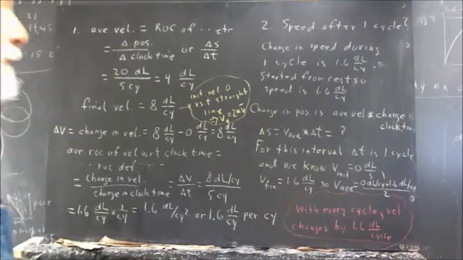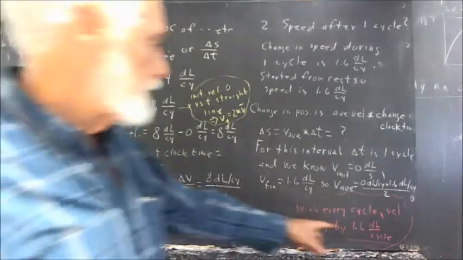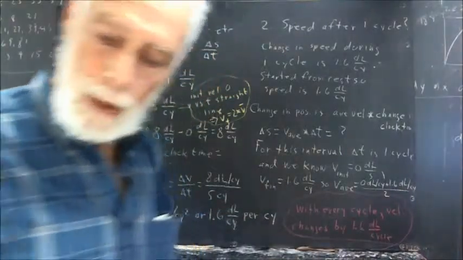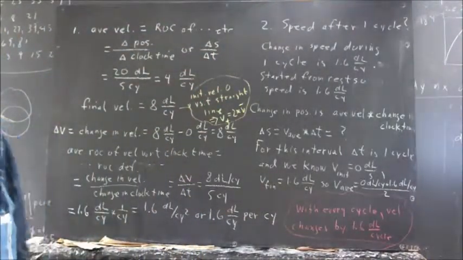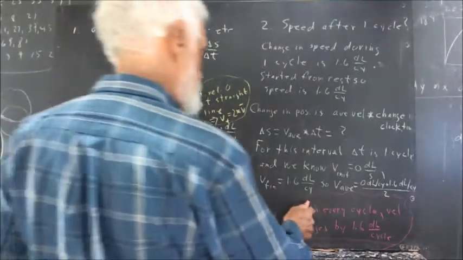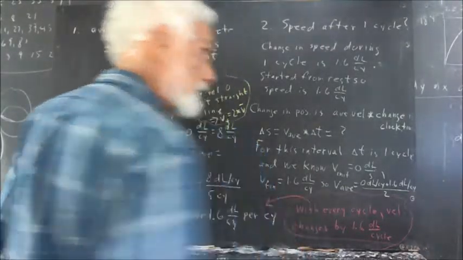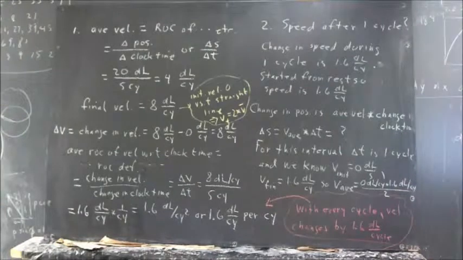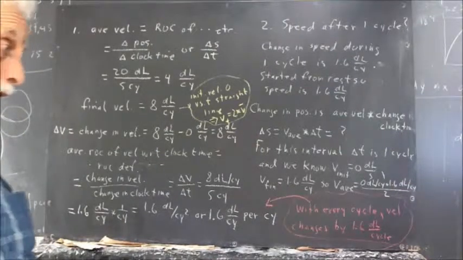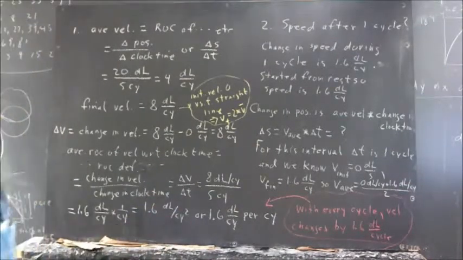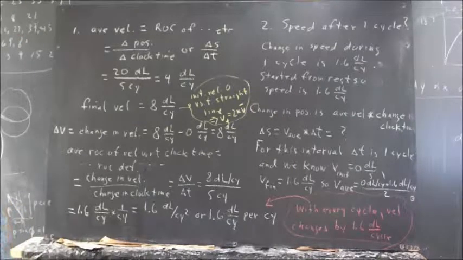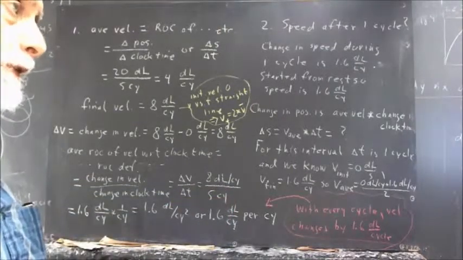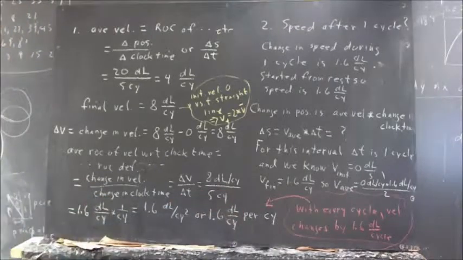What does that mean? That means with every cycle, the velocity changes by 1.6 domino lengths per cycle. So there are a lot of per cycles in there, but if you think about it, they all make sense. And you want to think about it until they do. And if they never do, ask me. I'll throw up a video here to further clarify it for you. But be sure to give it some thought first, because it's better if you figure it out yourself.